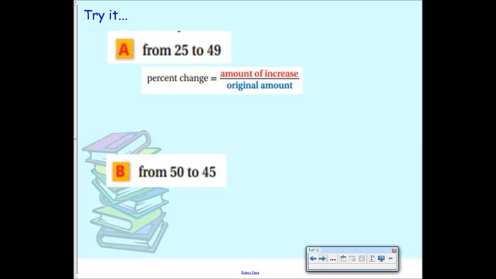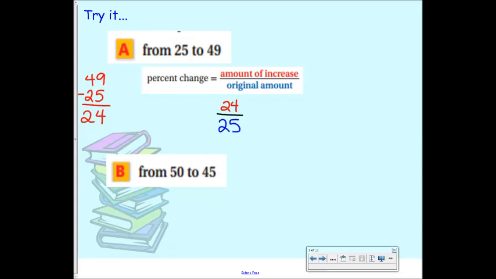Okay, this number, amount of increase, how could I find how much it went up by? Emily? Exactly. So 49 minus 25 is going to give me that amount. 9 minus 5 is 4. 4 minus 2 is 2. So my amount of increase is 24. And my original amount, I don't have to do any work for it because what was it? 25.